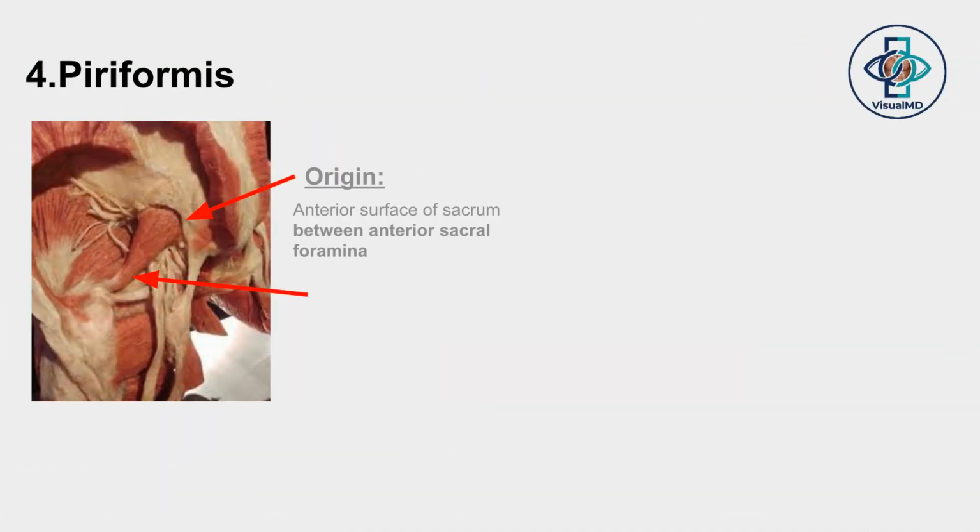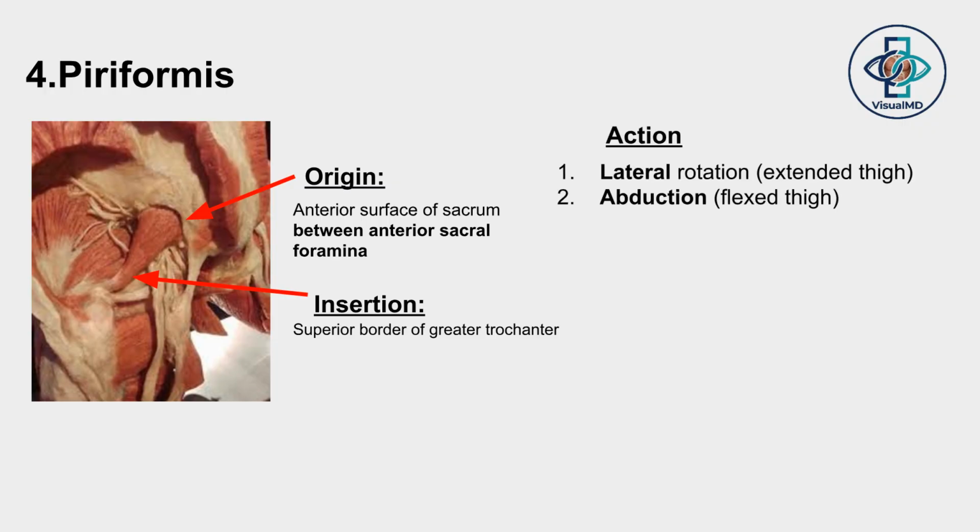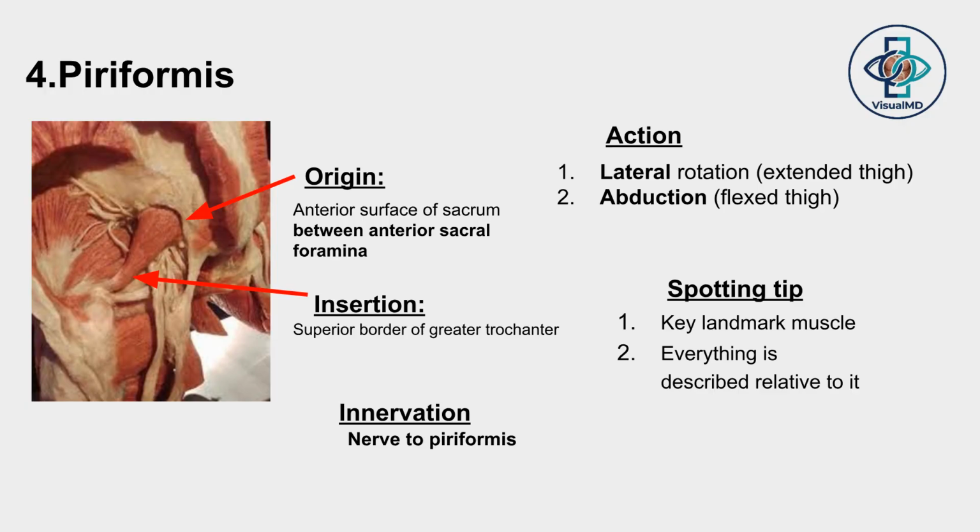Piriformis. Piriformis muscle originates from the anterior surface of the sacrum between the anterior sacral foramina. It inserts on the superior border of the greater trochanter. Its action is lateral rotation of the extended thigh and abduction of the flexed thigh. It is innervated by the nerve to piriformis. It is a key landmark muscle, as everything is described relative to it.